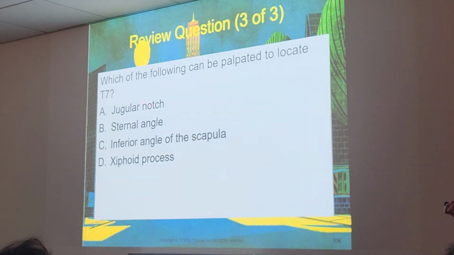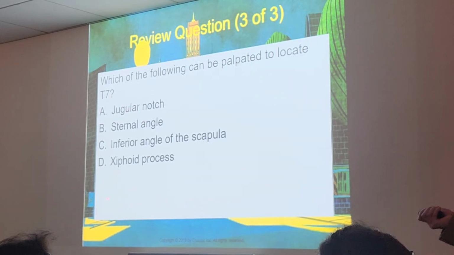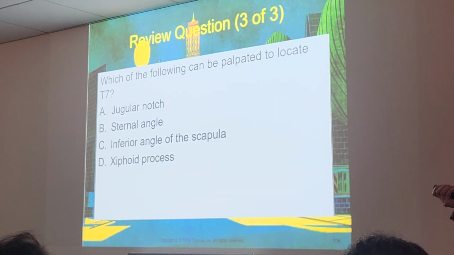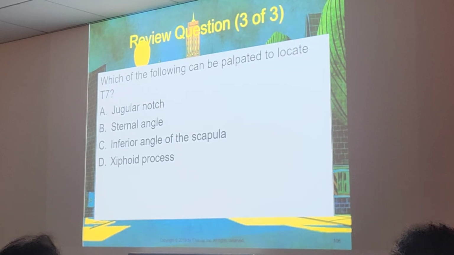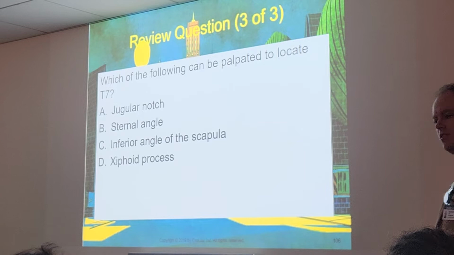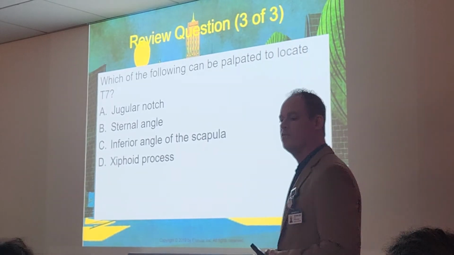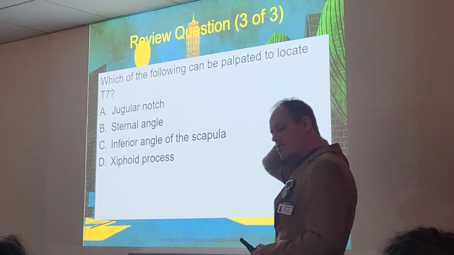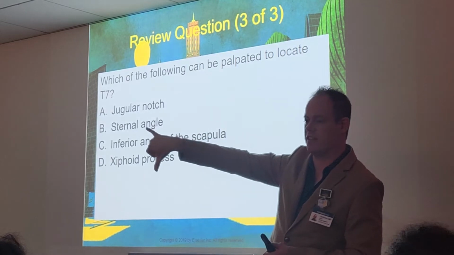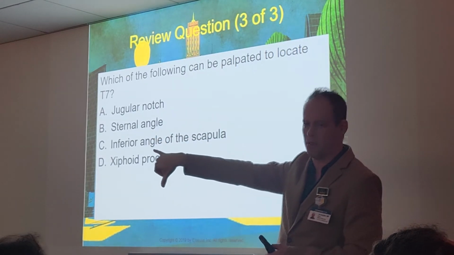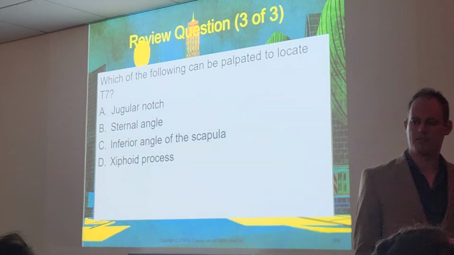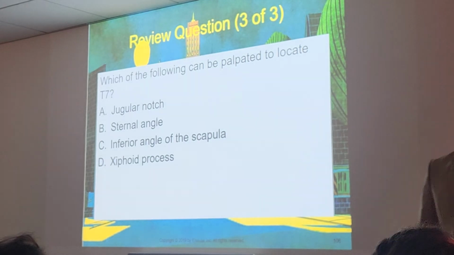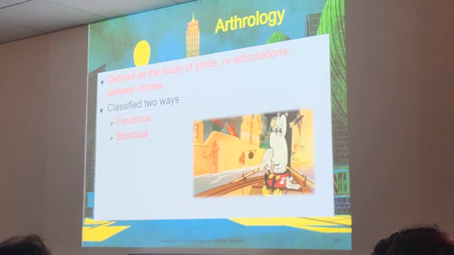Now, it doesn't say that in the question. It says, which of the following can be palpated to locate T7? I don't see vertebral prominence, therefore the only other correct answer would be jugular notch. You see how I did that? The vertebral prominence is not T7, but it's how we locate it because we put our fingers like this. You guys are going to practice that in lab tomorrow.